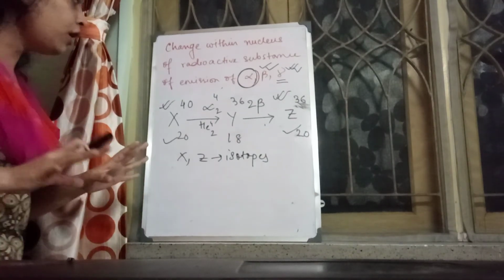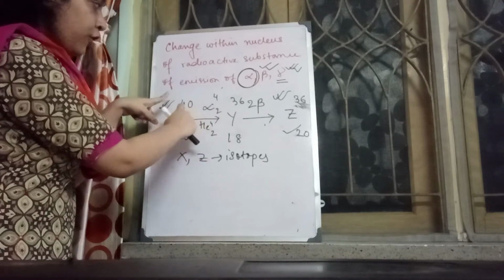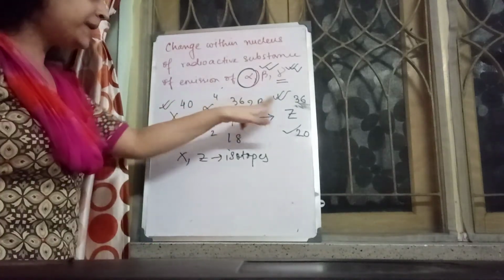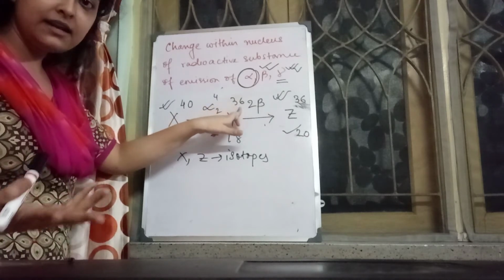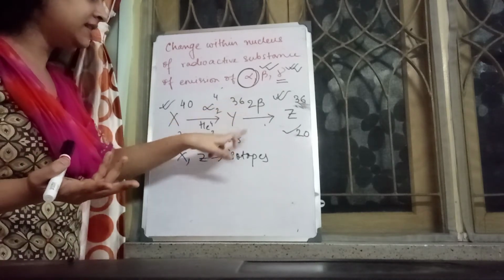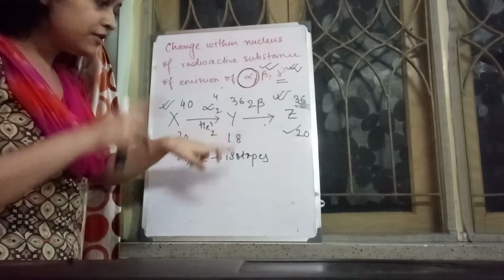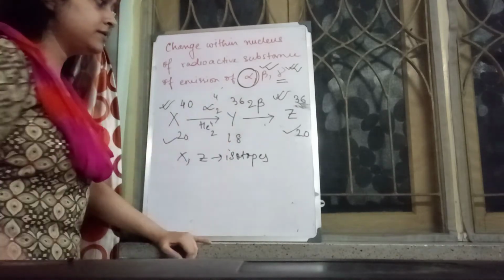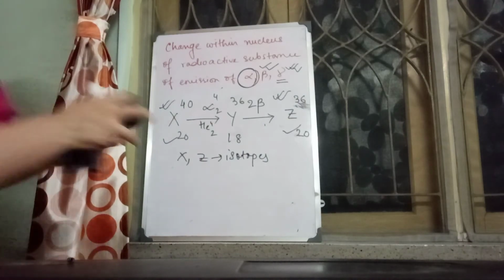So I hope you have followed. One alpha particle, so 40 minus 4, 20 minus 2, 2 beta. Beta particle emission, no change in the mass number, change in the atomic number. For 1 beta, we have plus 1. So for 2 beta, plus 2. So you get questions like this.